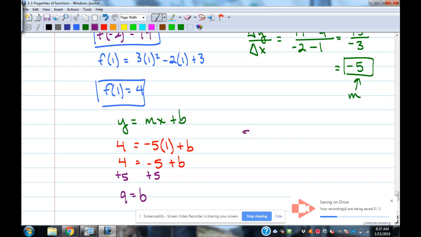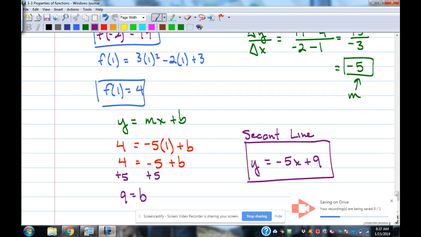So our secant line is what? Good job. All right. Questions about secant lines?